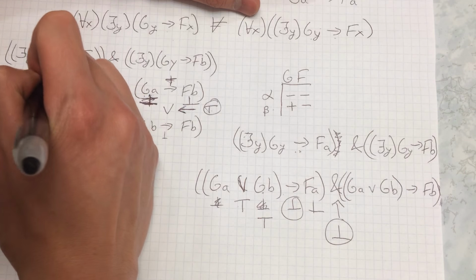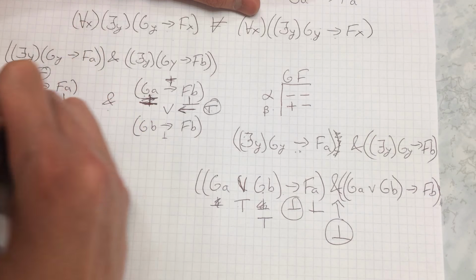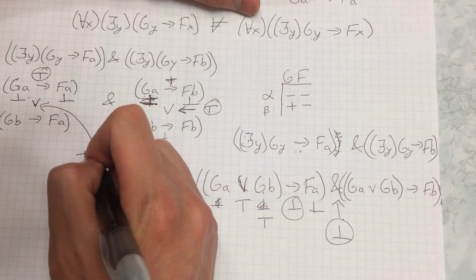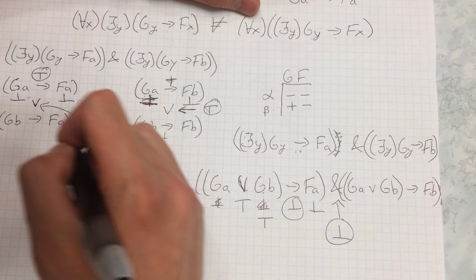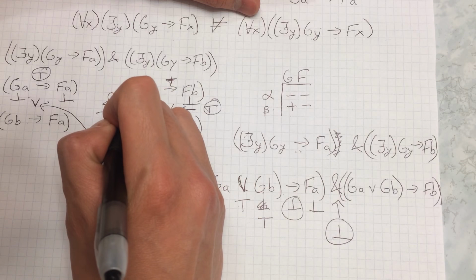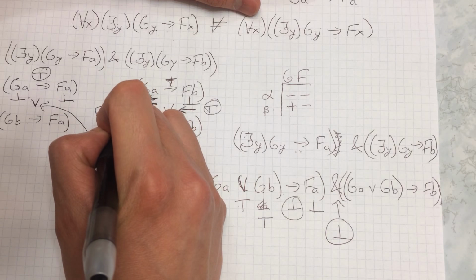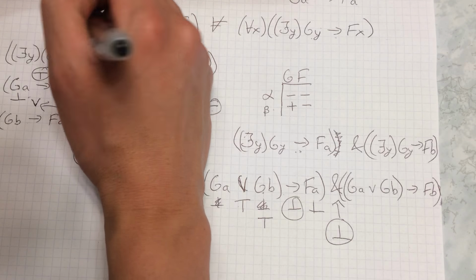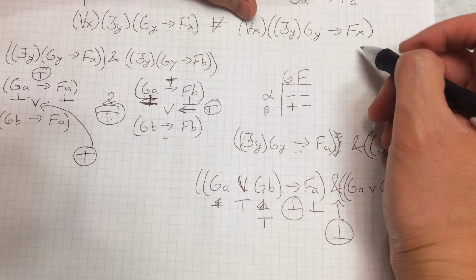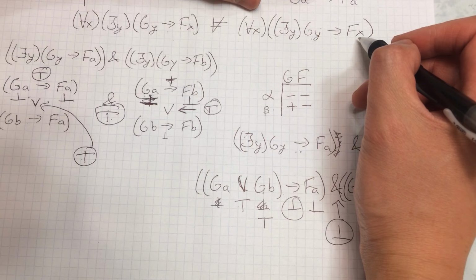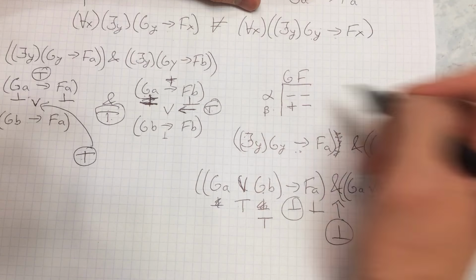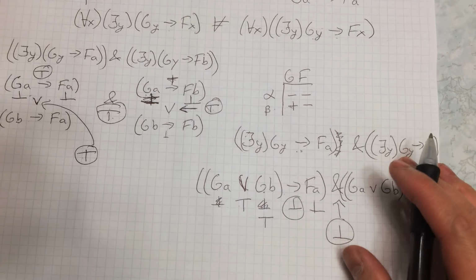Alpha is not F as well. This makes this true, which makes the disjunction true. And so we have a true disjunction here and a true disjunction here. This makes the conjunction true. So this makes this universal sentence true, and this conclusion, which is also a universal sentence, false, just with this interpretation.